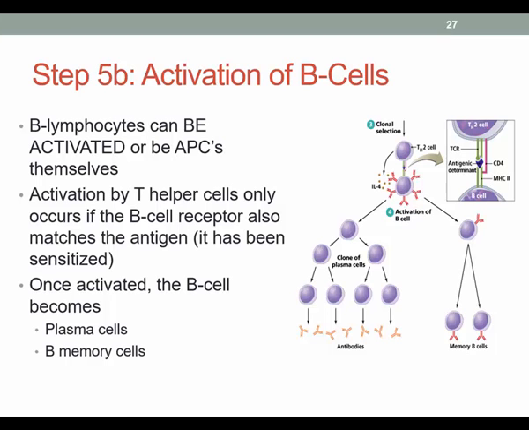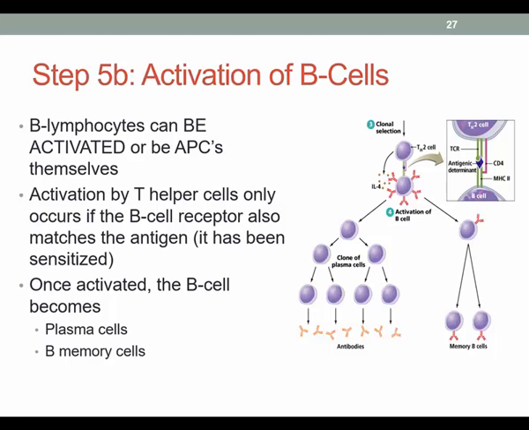B lymphocytes can be activated directly or be activated by the T helper cell. But essentially, when a B lymphocyte becomes activated, it clones itself into plasma cells. And plasma cells produce antibodies. Some memory cells will also be made, and we'll talk about memory cells again in a minute, but they're going to stay around in case you get infected by the bug again later.